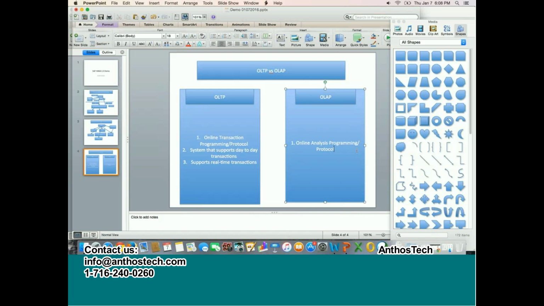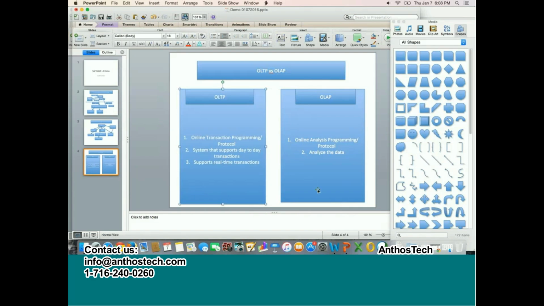Now, so online analysis programming or protocol. So what is this? As the name itself says, this is a system that helps you analyze the data. Why do you want to analyze the data? I want to analyze the historical data to see how my sales are improving over the last few years. Fair enough, right? I'm running an organization. I have to understand my market standpoint, who are my competitors, how my competitors are doing, and how am I improving? Are my sales improving over my competitors? So all these things I have to analyze, right? And I have to build strategies.